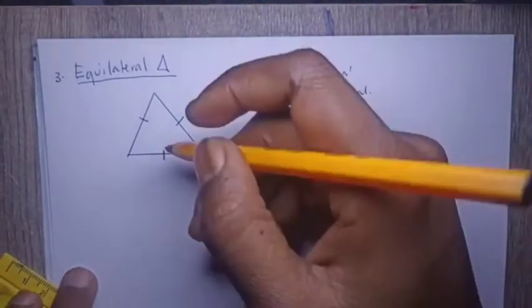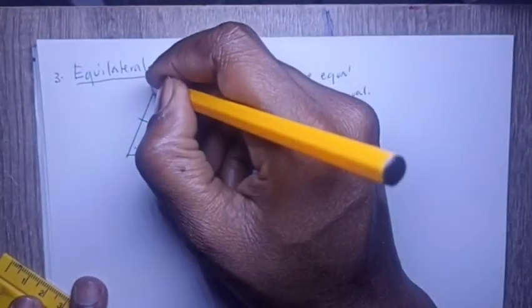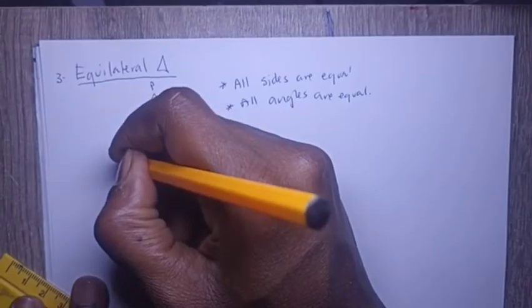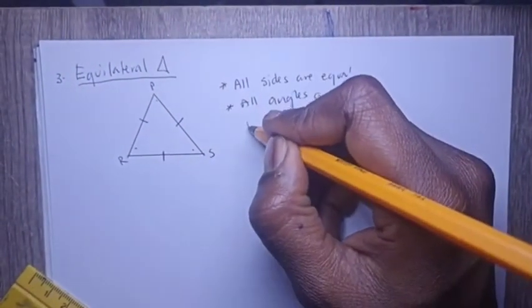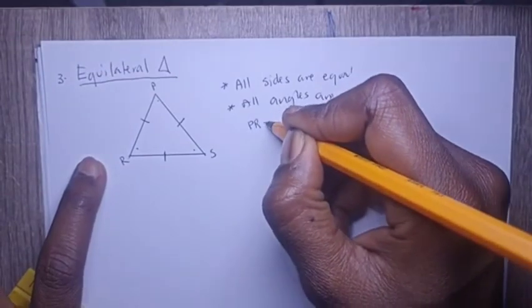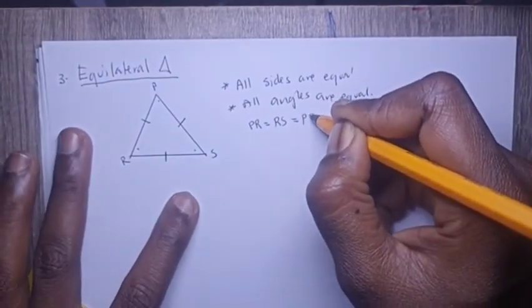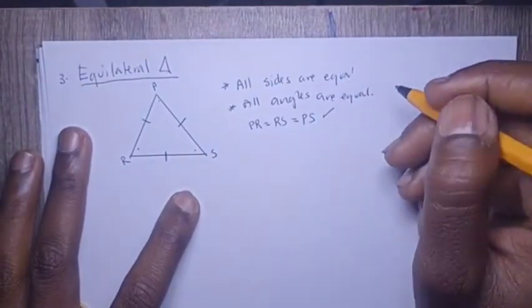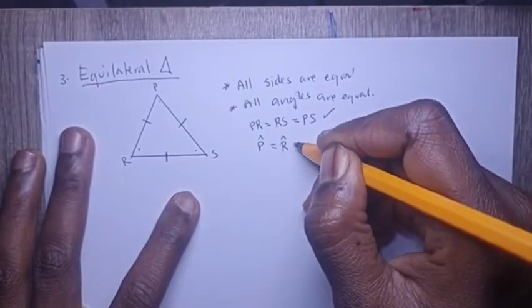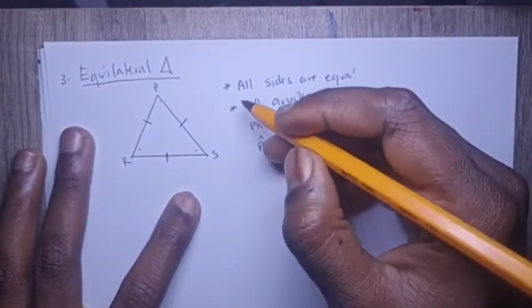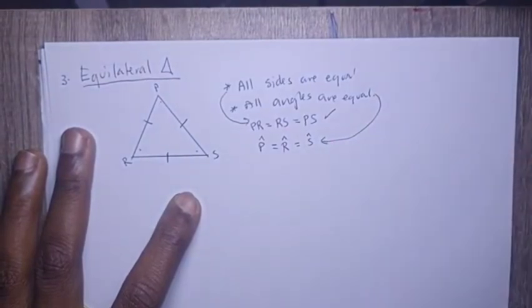So the angle here and the angle there and the angle there is the same. Let's use PRS. Let's just use anything. So this means that this side PR is the same as RS. RS is the same as PS. And then angle P is equal to angle R is equal to angle S. We are proving this goes with that one and that one goes with that one.